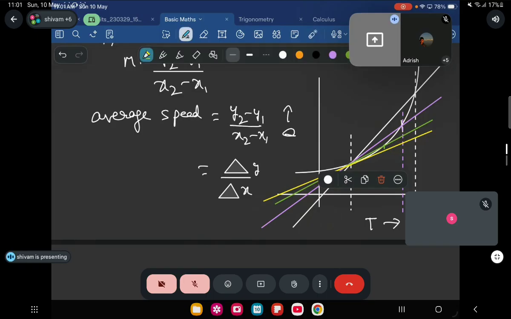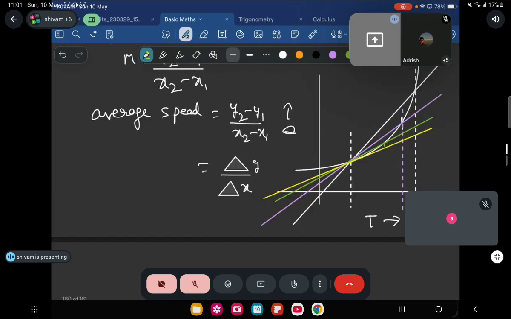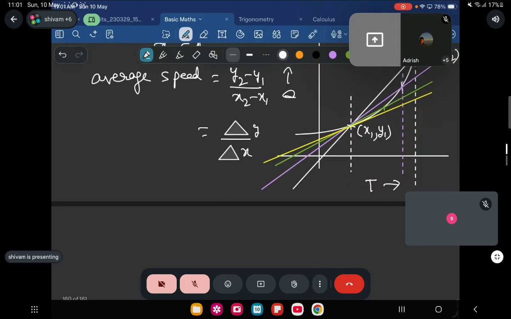So what is instantaneous speed? Those who are online, are you people getting? Yes, sir. Okay, so I'm going to write down the expression for instantaneous speed. Let's see, if y equal to f of x, let us say that this is the curve. This point is x2, y2. This point is x1, y1.